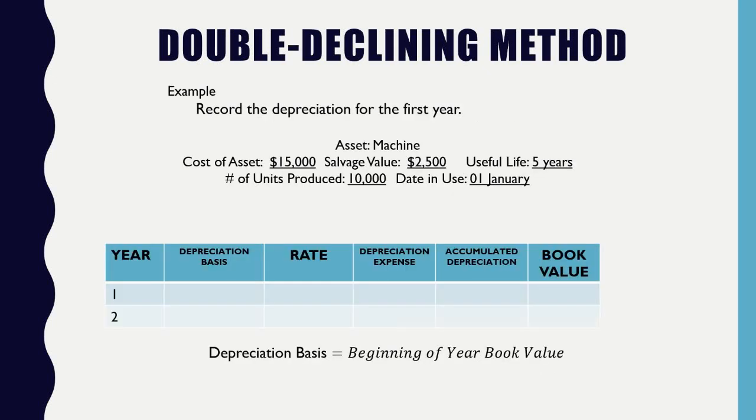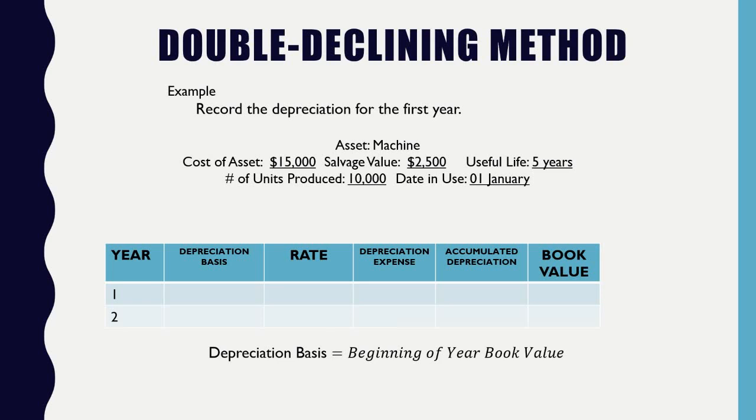So let's take a look at an example where we buy a machine, and we're going to be journalizing and recording the first year's expense. In this case, we bought a machine that's worth $15,000, has a salvage value of $2,500, and the useful life is 5 years.